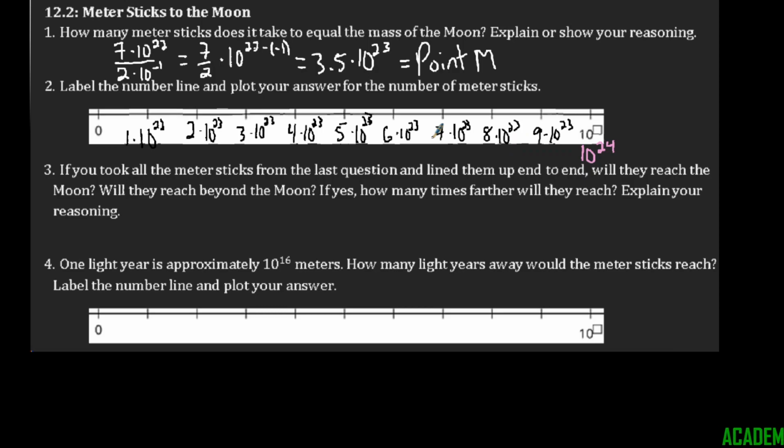Okay, so we should have some practice with this by now, but we need to plot our answer. So we're going to plot this point M on here, and I'll do it in orange. Since it's 3.5 times 10 to the 23rd, we can put it in between 3 and 4. So we're going to put it right there and label it M.